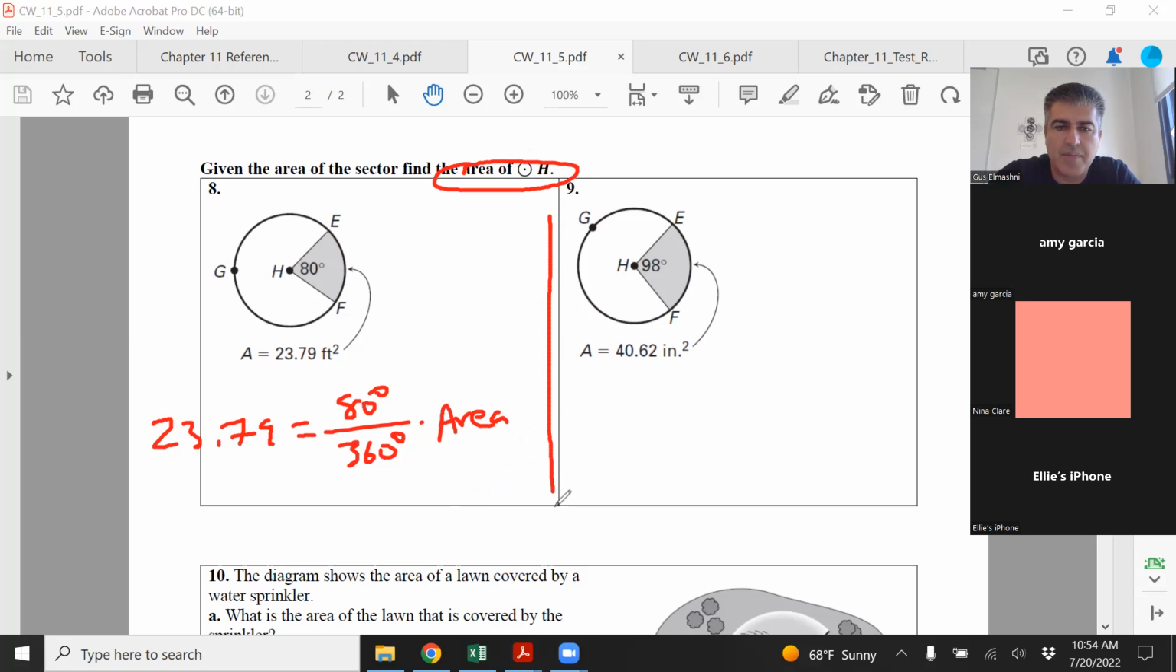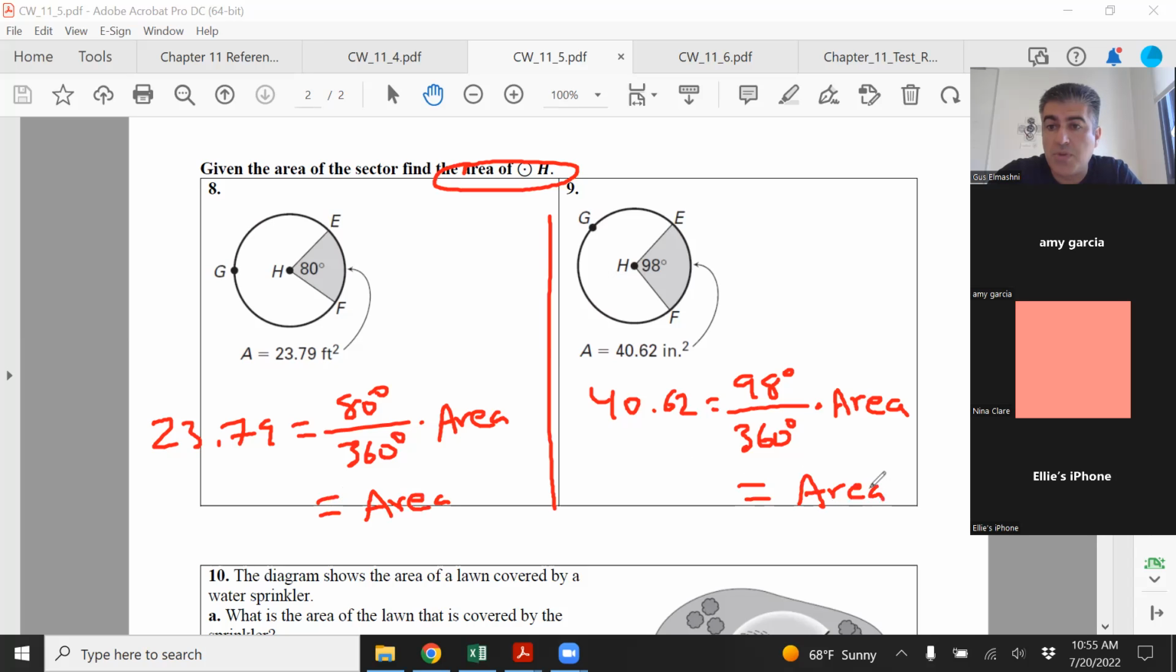And likewise here. 40.62 equals 98 degrees times area. And again, just using your calculator. It's not that hard. Actually, let me pull up my calculator so you guys can see what I'm doing.